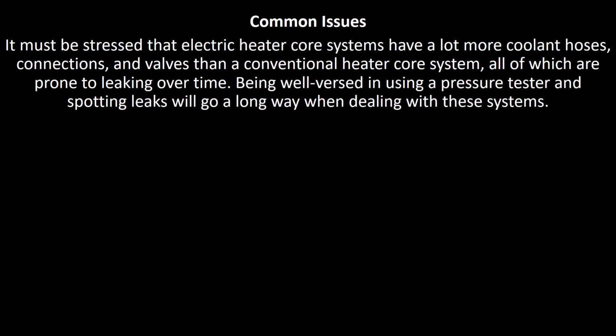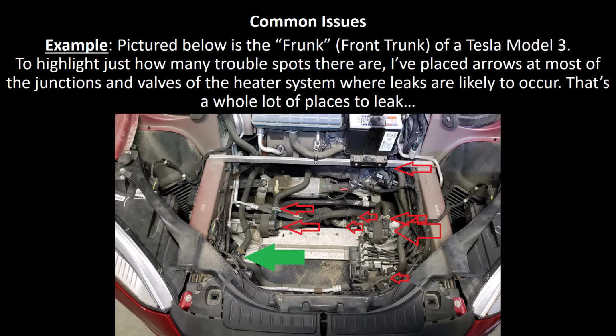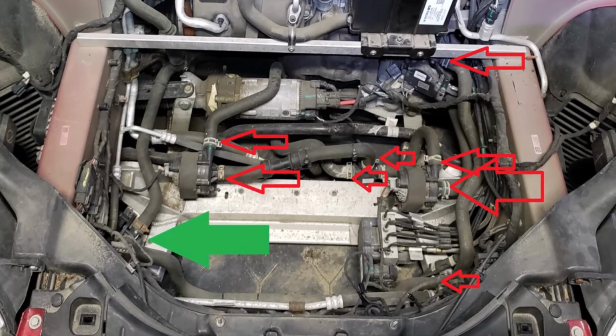Being well versed in using a pressure tester and spotting leaks will go a long way when dealing with these kinds of systems. Let me give you an example. So pictured below is the front trunk of a Tesla Model 3. To highlight just how many trouble spots there are, I've placed arrows at most of the junctions and valves of the heater system where leaks are likely to occur. That's a whole lot of places to leak.